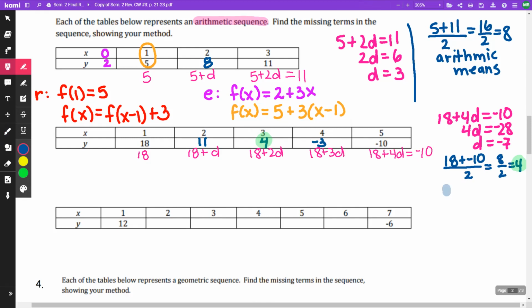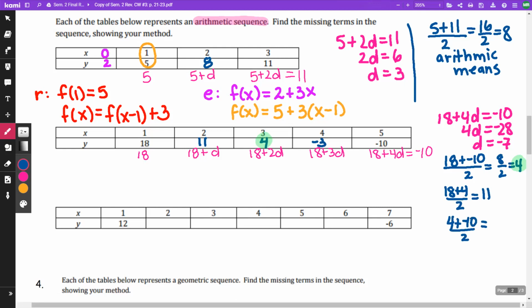So then I could have taken 18 plus 4 divided by 2. So that's going to be 22 divided by 2, which is an 11. And you see that I got an 11 here. And do the same on the other part. So I could have taken 4 and negative 10, added them up, divided by 2. That's going to be a negative 6 divided by 2, which is a negative 3. And that's what I got here.